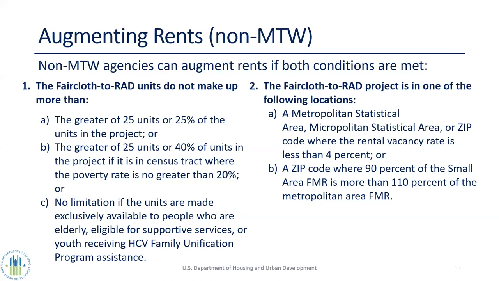However, if neither of these two conditions can be met based on the data we have available, then the PHA can submit an independent analysis showing the rental vacancy rate is less than 4%. We'll also accept a market study that a PHA has already obtained for either low-income housing tax credits or another financing application that the project has. In the meantime, while we're finalizing those resource desk updates, PHAs can reach out to the RECAP office directly if you want to check eligibility for non-MTW rent augmentation using HAP reserves. Next slide.